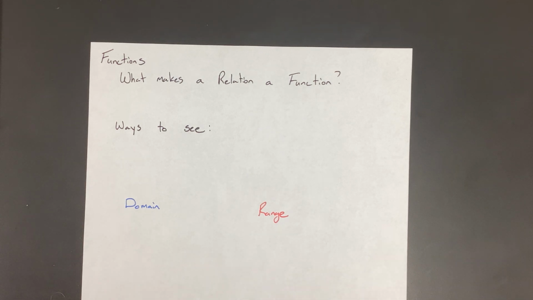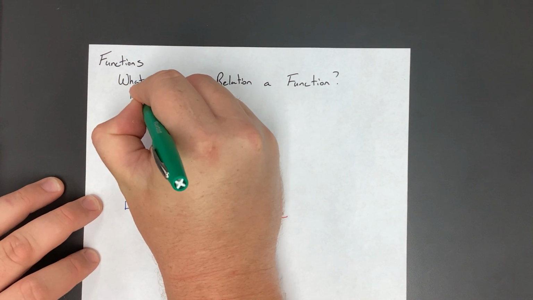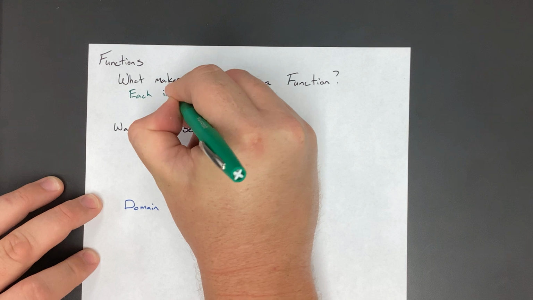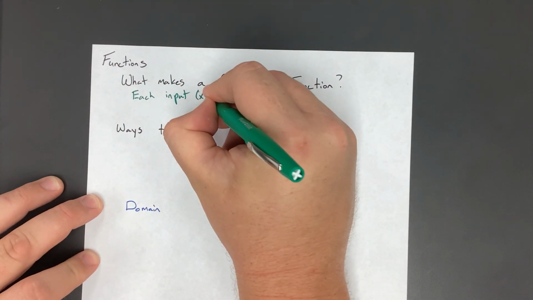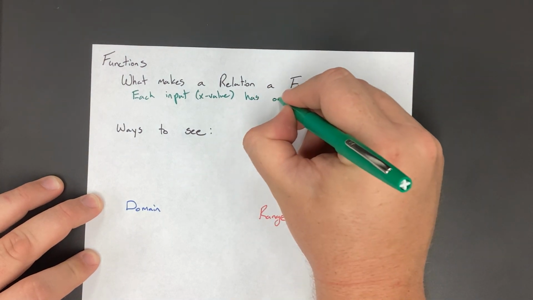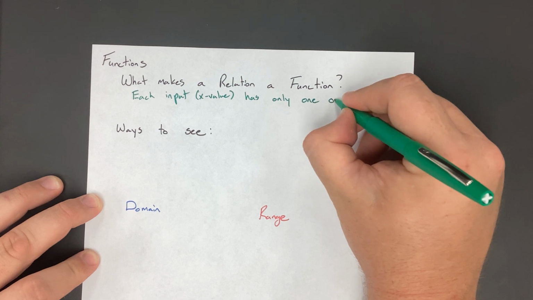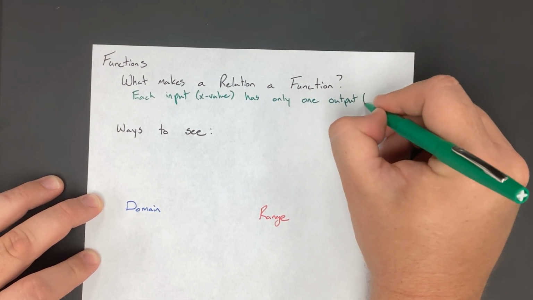A relation is any set of ordered pairs or sets of values, something that's been graphed on a coordinate plane. But what makes a relation into a function is that each input or x value has only one output or y value.